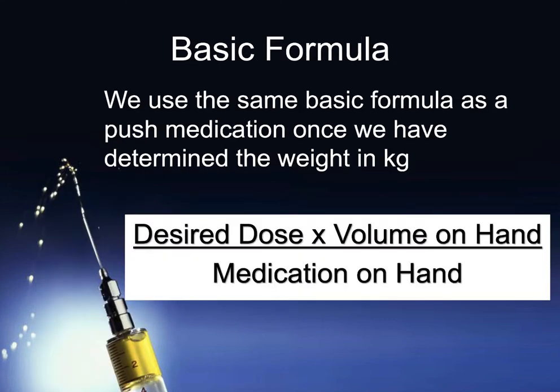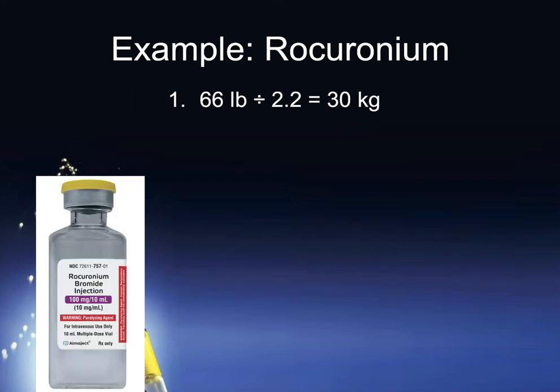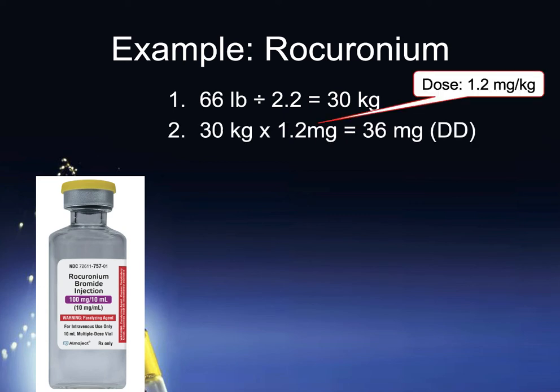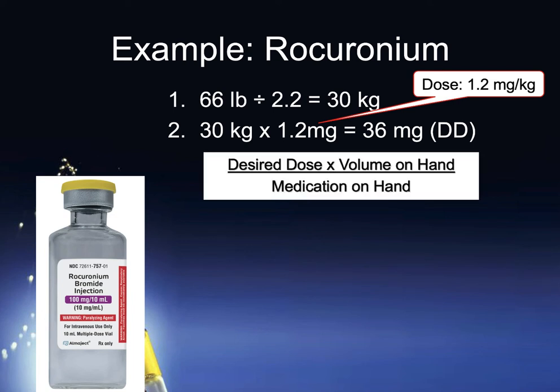So we're going to use the same basic formula that we use for a push medication once we have determined the weight in kilograms. So we're going to take that desired dose times the volume we have on hand, and divide it by the amount of medication on hand. For example, your 66 pounds divided by 2.2 is equal to 30 kilograms. We said that our dose for rock is 1.2 milligrams per kilogram, so we take that 1.2, multiply it by 30, and we get 36 milligrams.